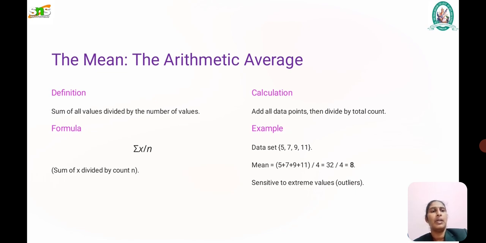Next, an example: 5, 7, 9, 11. Just take the data set and add all the values. How many values are existing here? 4 values are existing. So you add 5, 7, 9, 11, then you divide it by 4. If you add all the values, you will get 32. Then if you divide it by 4, you will get 8. So this helps us to find the arithmetic average using the mean. This is the individual series.